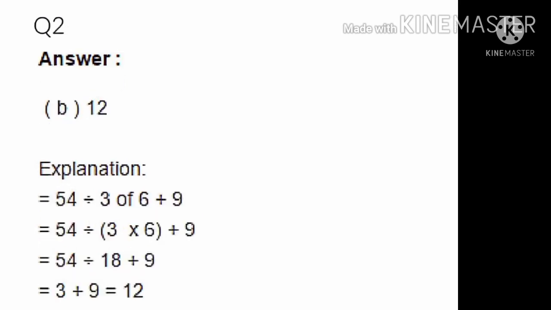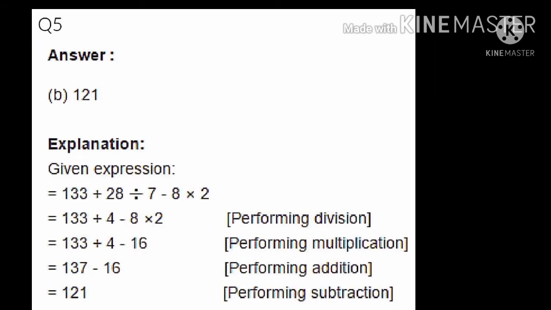Next is 54 divided by 3 of 6 plus 9. So first, according to BODMAS, we will solve this of, and of means multiplication. Please remember this. So 54 divided by, now 3 of 6 is 18. So 54 divided by 18 plus 9. Now we will do the division. So 54 divided by 18 is 3. So 3 plus 9 is 12, which is our required answer, right? Question number 3 and 4, you will do yourself.